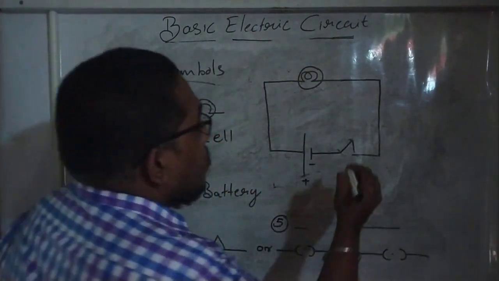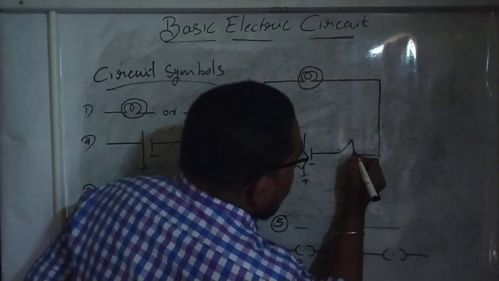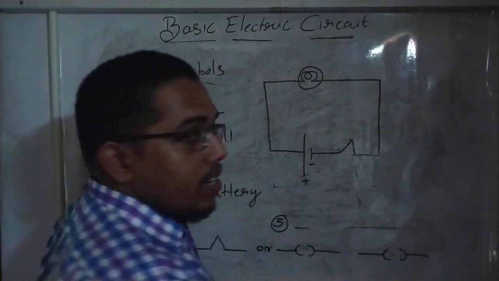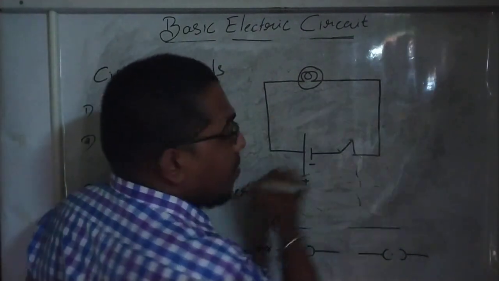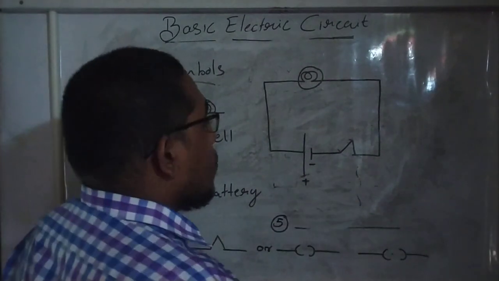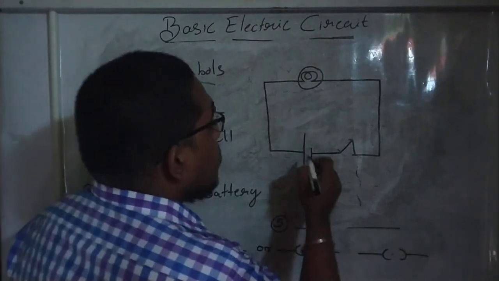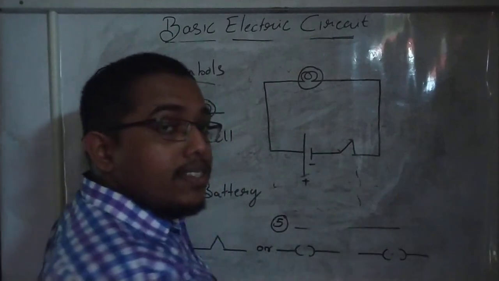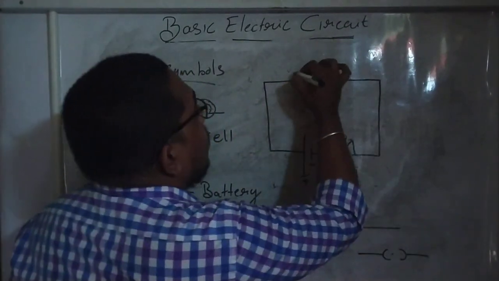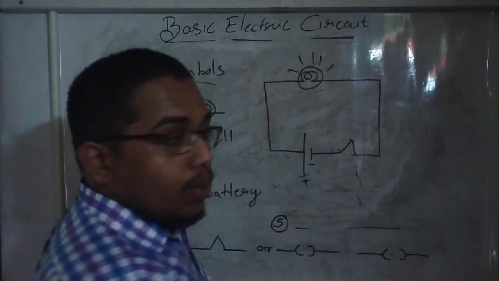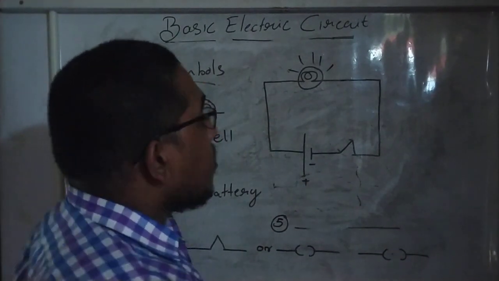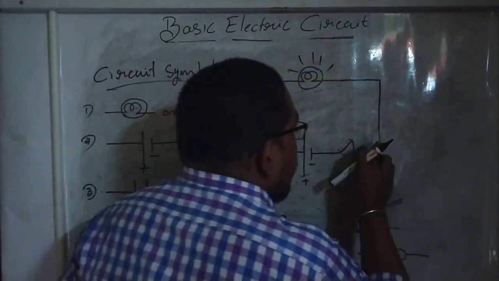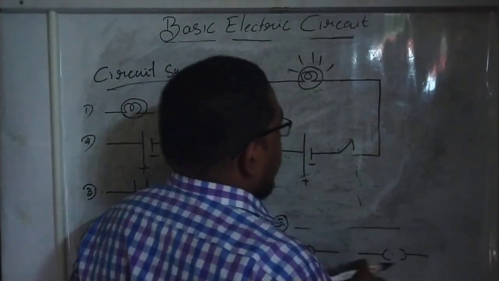Okay. So here whenever you switch on, it means the key should be in closed condition. Now this particular diagram is what we call a closed circuit. And if the circuit is closed, then electricity will pass through this entire circuit. As a result, the bulb starts to glow. Right? Yes.